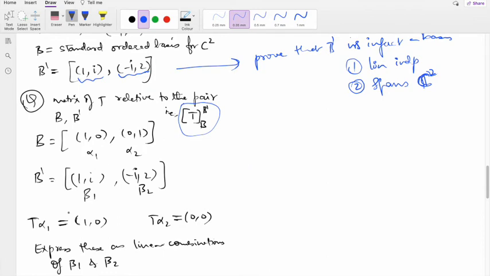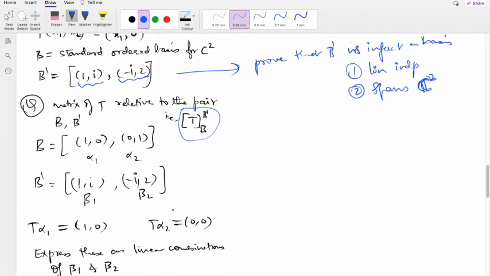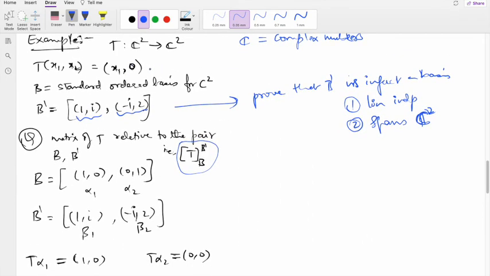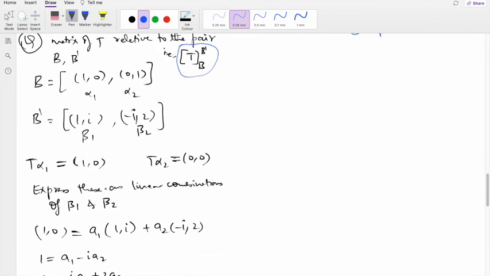What we need to do here is express the transformed basis vectors in the new basis that we have. So T alpha 1 is basically 1 comma 0, by applying T on this alpha 1, right? And T alpha 2 is 0 comma 0, from the definition of T. So we now need to express these as linear combinations of beta 1 and beta 2.